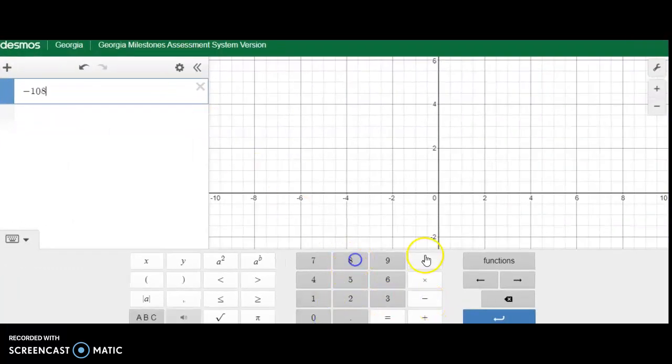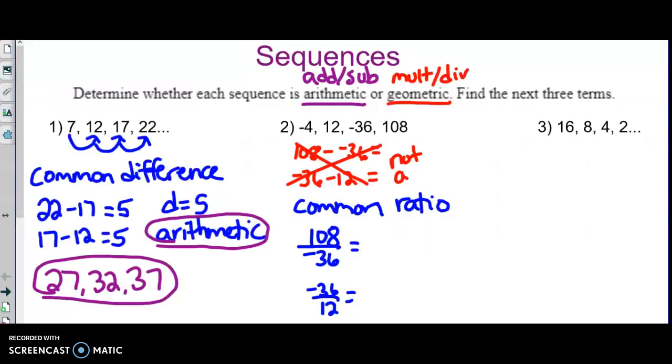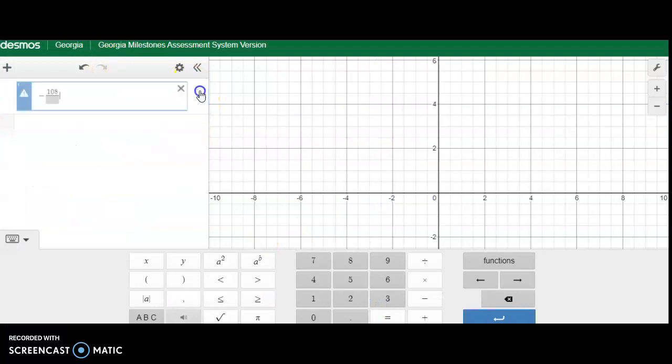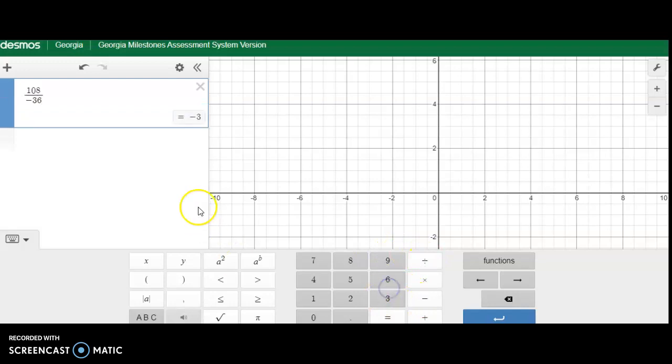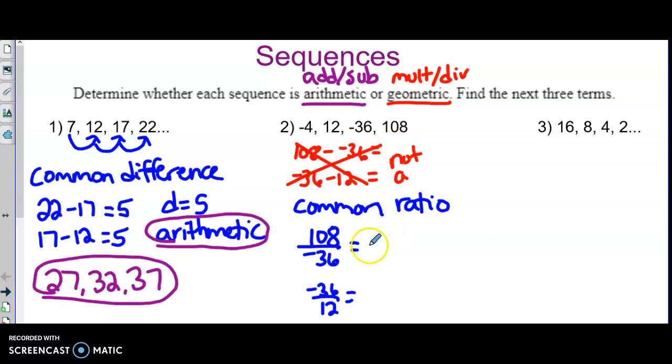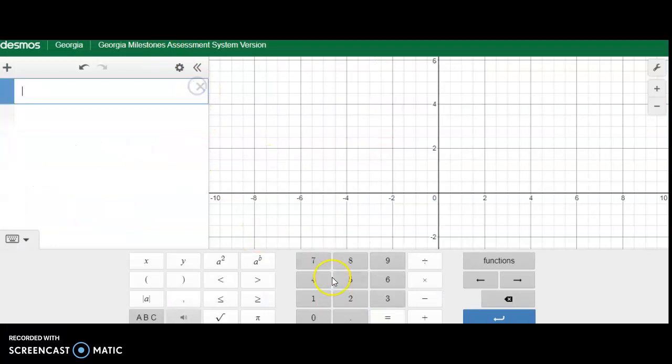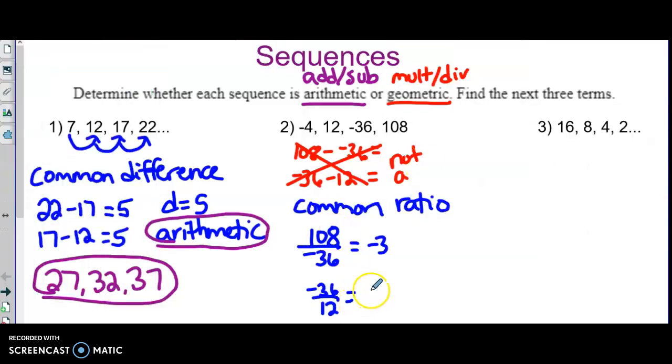Positive 108 divided by negative 36. That's negative 3. And now let's try the next one. Let's do negative 36 divided by 12 and see if that's the same. It's also negative 3. So we do have a common ratio here. The common ratio is negative 3. That means it is geometric.